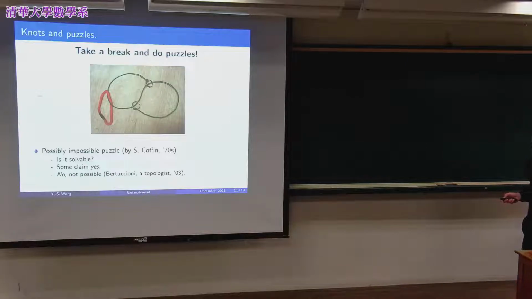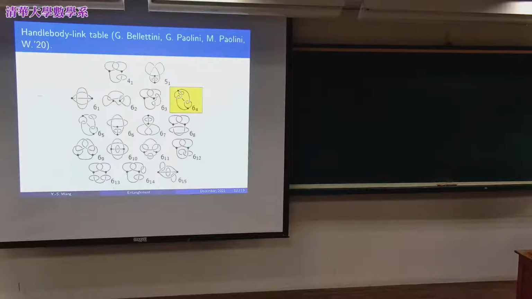Until 2003, when a topologist proved that it's not possible. They used the fundamental group. So basically, it's saying don't try it anymore. You will never be able to free this loop. They used algebraic topology to prove it. And I want to show you that it also follows from our link table, because this is exactly this one. If it were solvable, this handlebody link would be reducible. But since it's irreducible, it's not solvable.